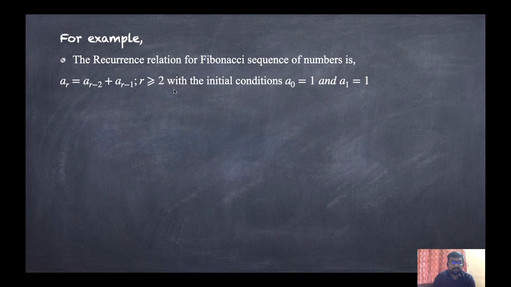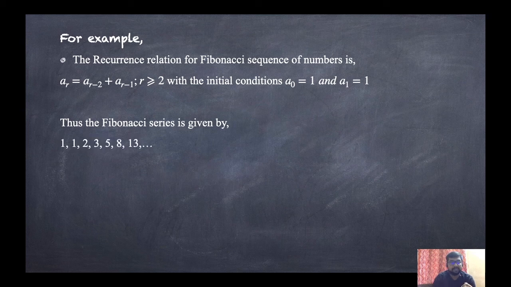By using this recurrence relation, we will be able to get the whole Fibonacci sequence. That means we need to apply the same formula again and again, recursively, and we will get the sequence. For another example, you will get something different. Thus, the Fibonacci sequence is given by this. We know that it is 1, 1, 2, 3, 5, 8, 13, and so on.